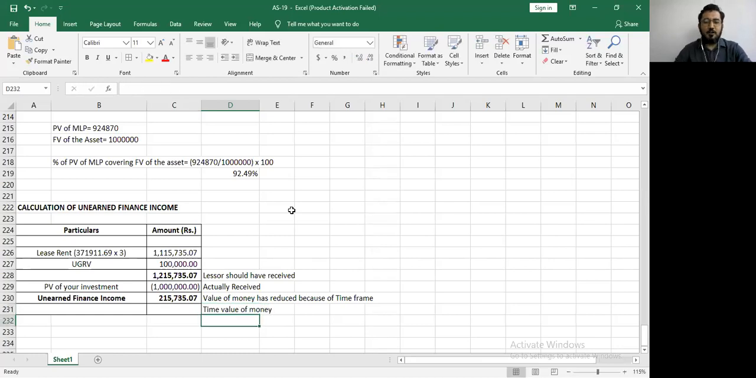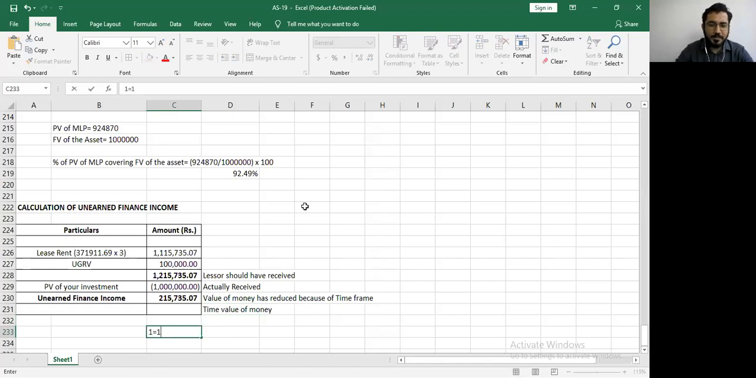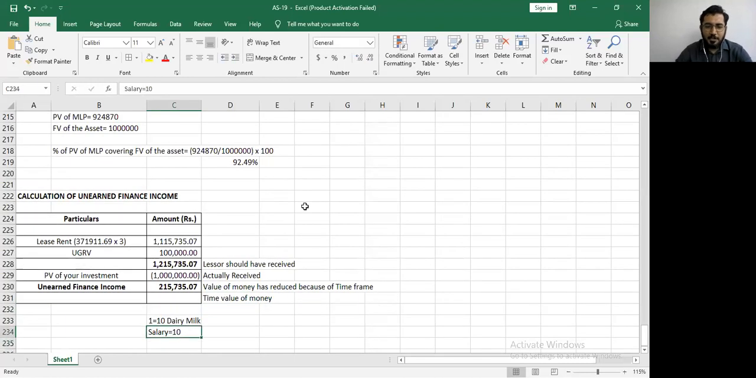ये किस वजह से कम आ रहा है, इतना डिफरेंस क्यों आ रहा है? इट इज ओनली बिकॉज ऑफ टाइम वैल्यू ऑफ मनी. राइट, आई विल गिव यू अ लेमैन एग्जांपल. Say for example, one dairy milk today costs rupees 10. One dairy milk chocolate costs rupees 10, right? And your salary is also 10. Which means, can you afford the dairy milk? Yes, we can afford. 10 रुपए हमारी सैलरी है, 10 रुपए की डेयरी मिल्क मिलती है, हम डेयरी मिल्क अफोर्ड कर सकते हैं.